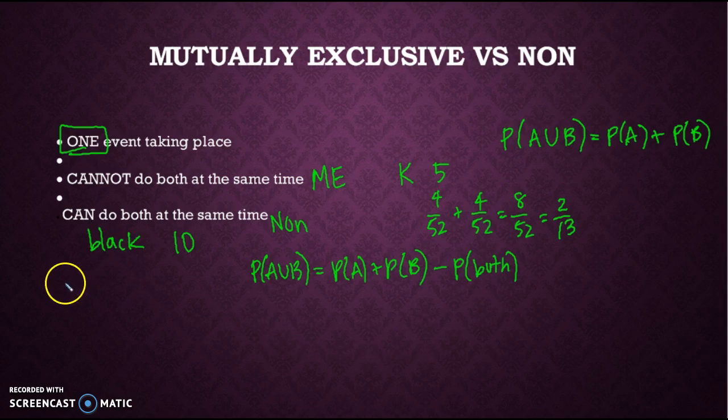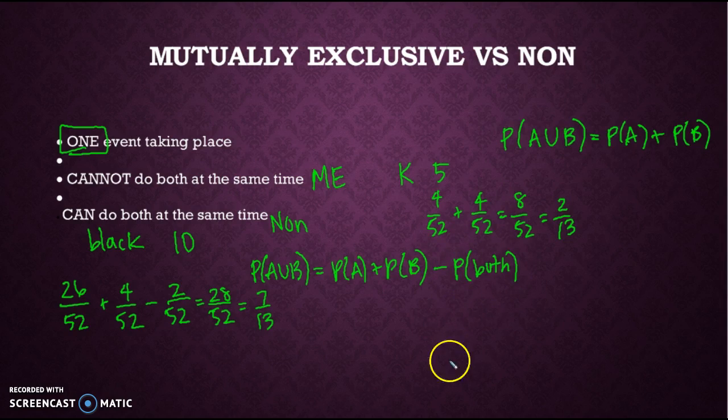So the probability to get a black card is 26 out of 52, half of them. Get a 10, there's 4 10s. And then to get a black 10, we got those two, the 10 of spades, the 10 of clubs. So 26 plus 4 is 30, minus 2 is 28. And then that simplifies to 7 out of 13. So if you can get both at the same time, they're non-mutually exclusive, and you have to subtract one of those overlaps because you don't want to count it twice.